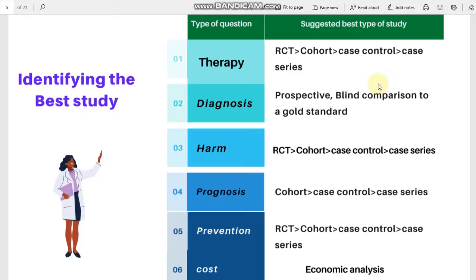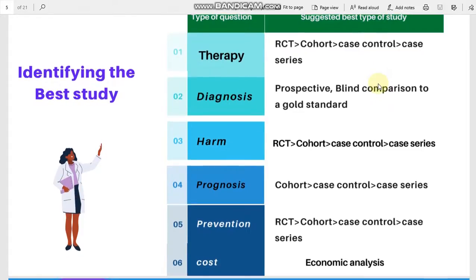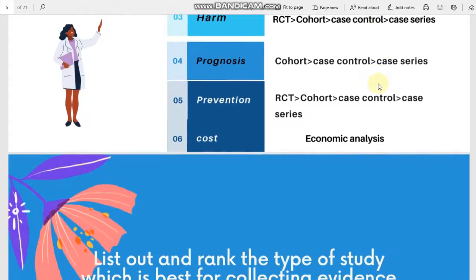There may be many questions, but some of the questions I have given, and what would be the suggested best type of study. So one is therapy related questions, and diagnosis related, ADR related, prognosis, prevention and cost. For example, for therapy related questions, randomized controlled trials would be an option, and for diagnosis, prospective blind comparison to a gold standard. ADR will be again RCT followed by cohort, case control and case series. For prognosis, cohort studies, and prevention again RCT followed by cohort, and for cost type of queries, you will have to do the economic analysis.